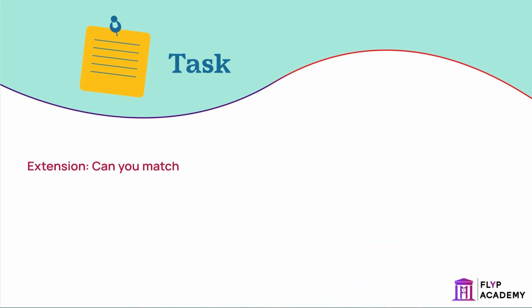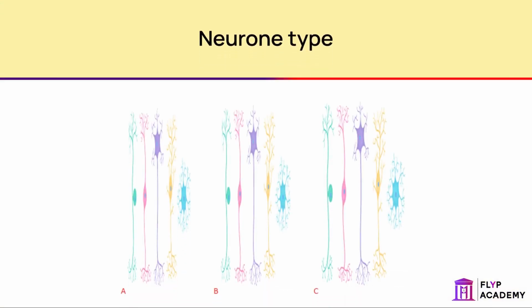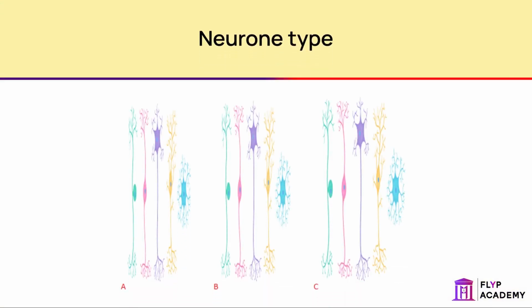Extension: can you match the neuron type to the images? Neuron A is a sensory neuron, B is a motor neuron, and C is a relay neuron.